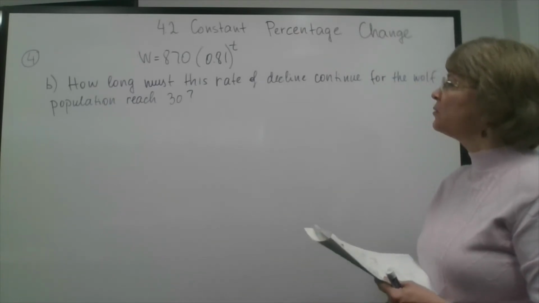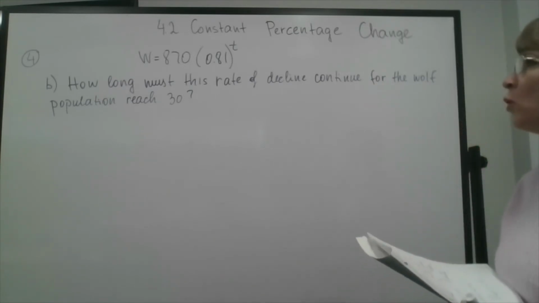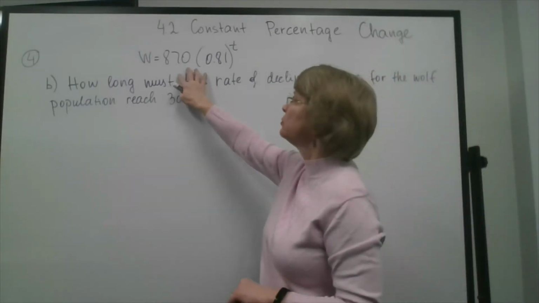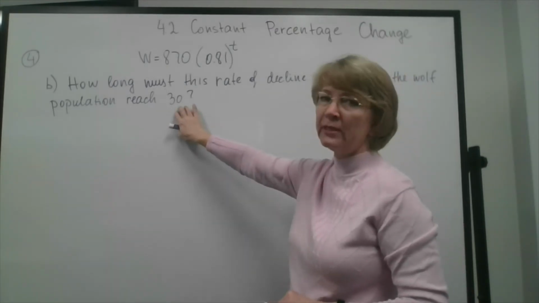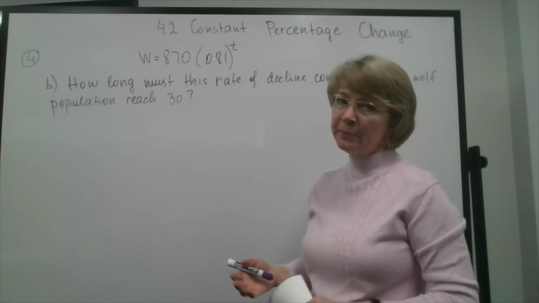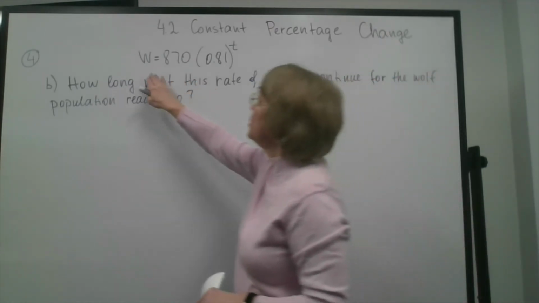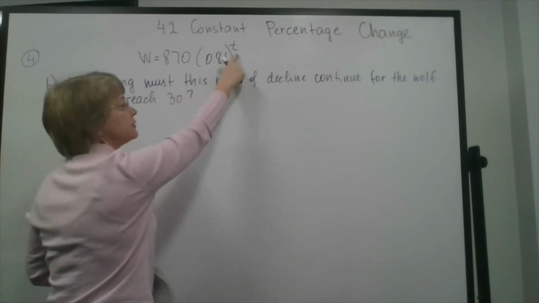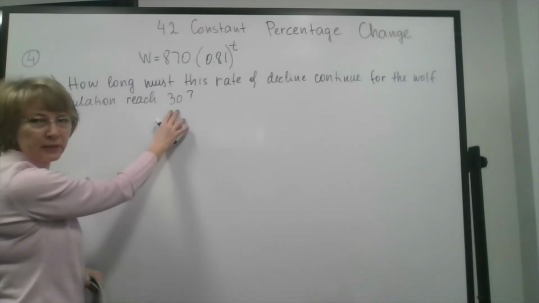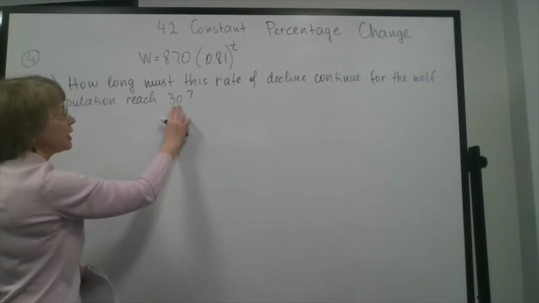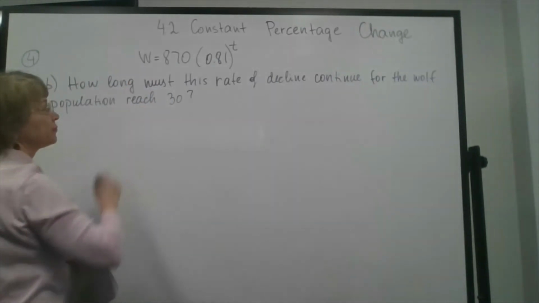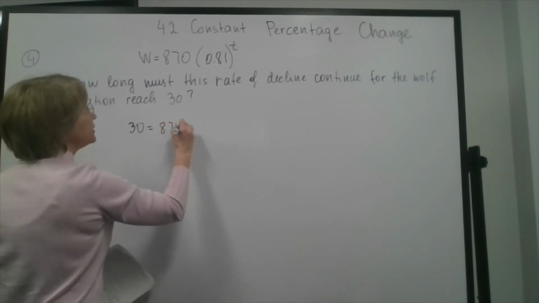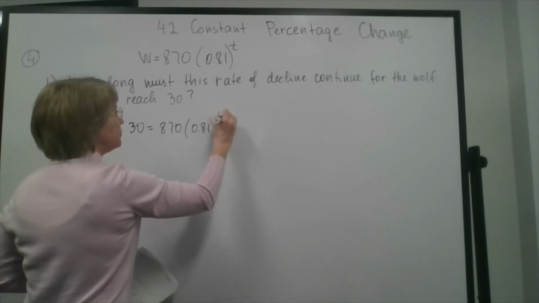How long must this rate of decline continue for the wolf population to reach 30? Okay, you understand that we found the equation, and we have to substitute 30 somewhere in this equation. Before you substitute this number, you have to think, what is W? W is the population of wolves. T is time. What is 30? 30 is the population of wolves, so we have to substitute 30 instead of W. Let's do it. So it will be 30 is equal to 870 times 0.81 to the t power.